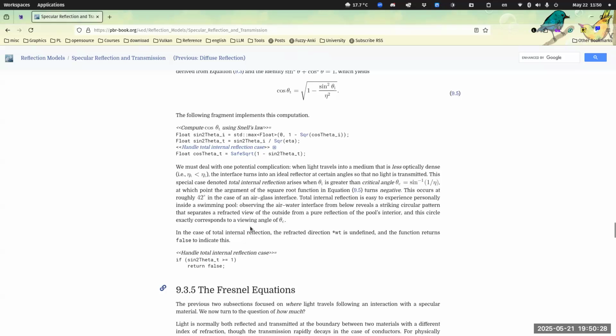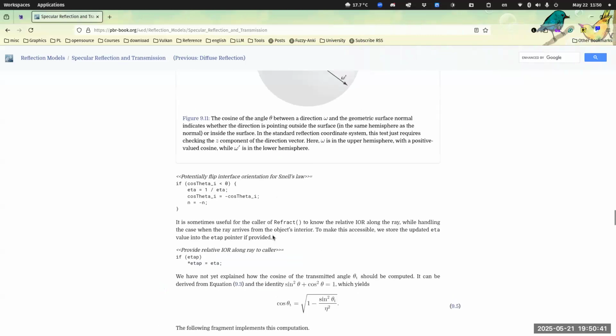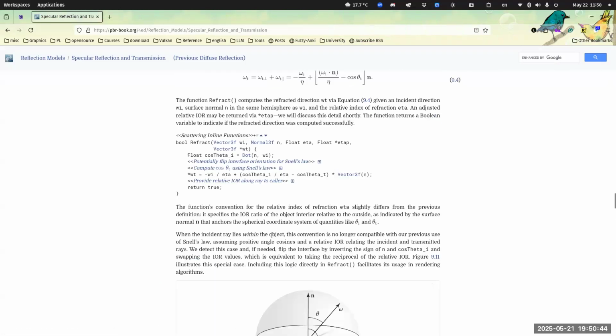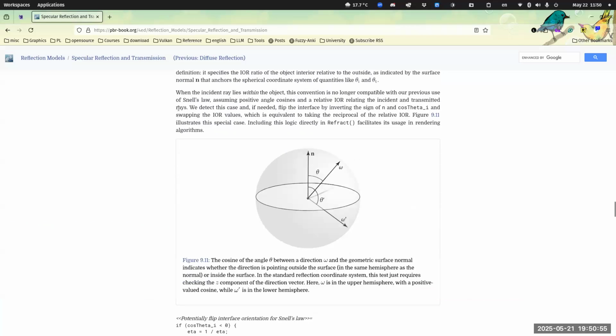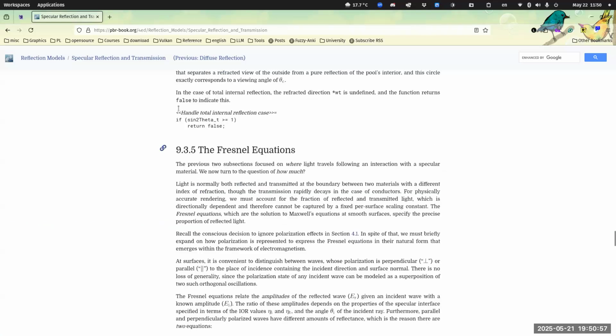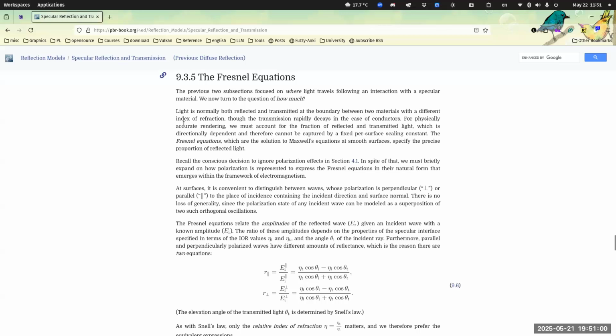But in the case of total internal reflection, the refracted direction is undefined and the function returns false to indicate this. I'm disappointed that they don't use optional like this. They have optional defined somewhere, which even works on CUDA, but they don't use it in this function. Yeah, anyway, for now, the equation.